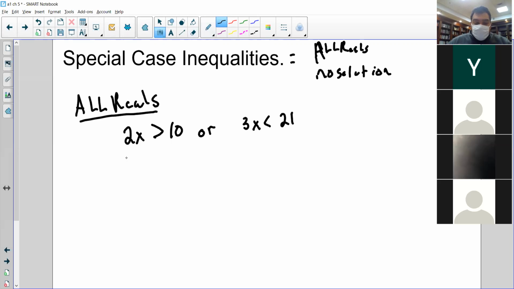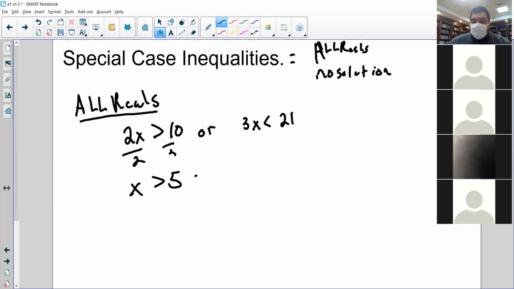So let's solve for each. Here, I would divide by 2, divide by 2, as it goes into each other. You already see what's going to happen. What does it say on top? It says all real solutions. I just said all reals, but the full term is all real solutions. I agree, divided by 3. X is less than 7.